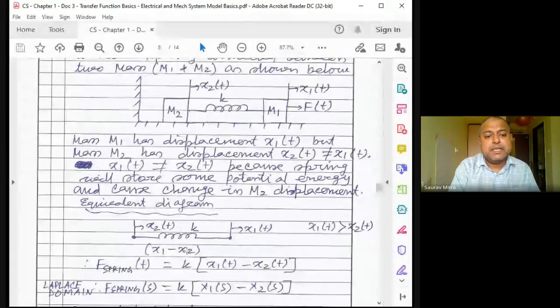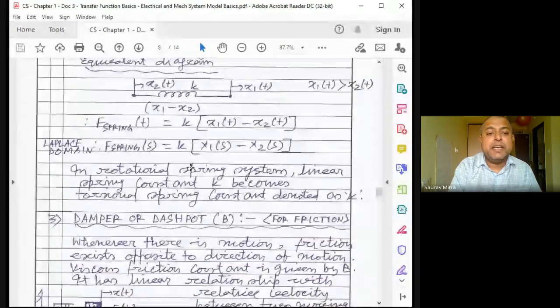So here you can see that the net displacement is given by x1 minus x2. Obviously x1 will be greater and x2 will be lesser, because the force is connected directly to x1. So x1 displacement is more, x2 displacement is a little less. So what is the net displacement of the spring? It is x1 minus x2. So what will be the force equation now? F(s) is equal to k into (x1(s) minus x2(s)). So this is a very important thing.